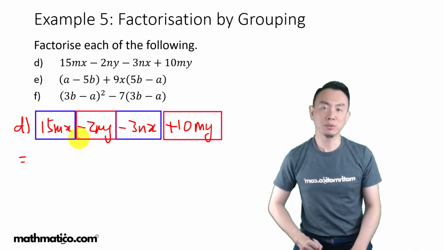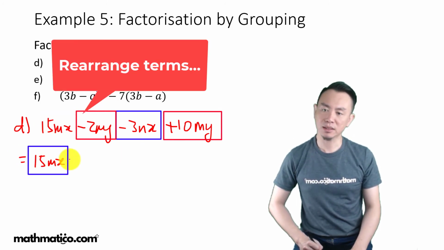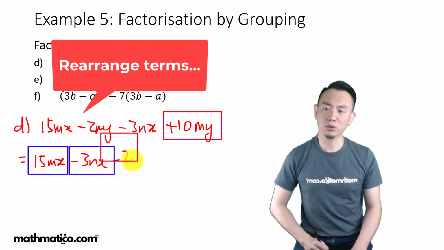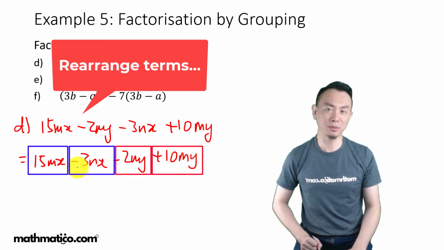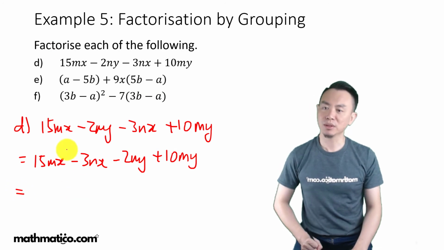So I'm just going to rearrange the terms to get 15mx minus 3nx. I'll put this third term in the second place. Minus 2ny plus 10my. Now the problem is solved. We have common factors. Just a bit of rearrangement will do.